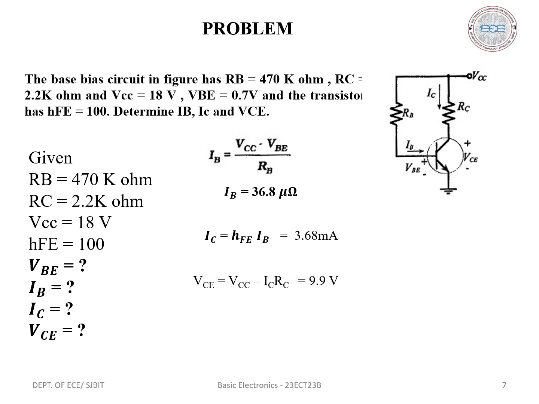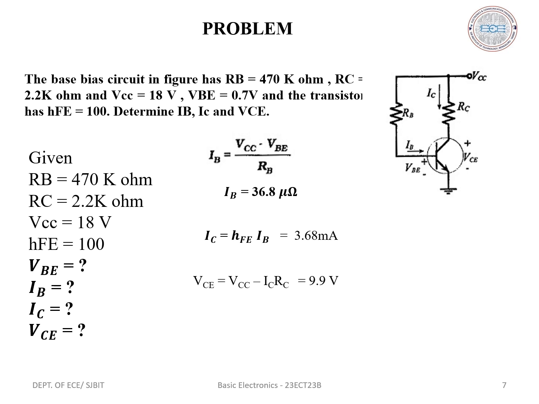So here first we will write down the given data. RB is 470 kilo ohm, RC equals 2.2 kilo ohm, VCC equals 18 volts, HFE equals 100. Then we have to calculate VBE, IB, IC and VCE. To calculate IB, we know the equation VCC minus VBE divided by RB. So here we know the VCC value, VBE value and RB. Substituting that we will get IB, which will be equal to 36.8 microamps.